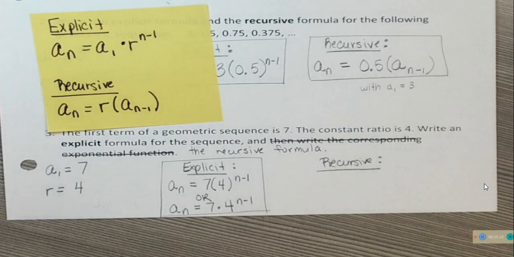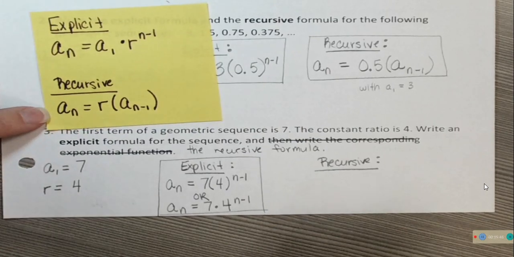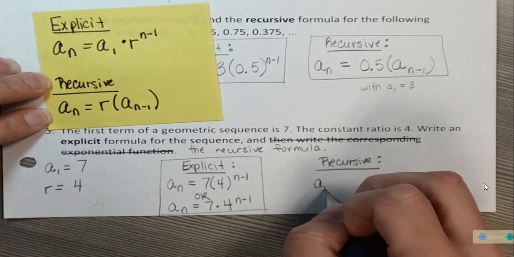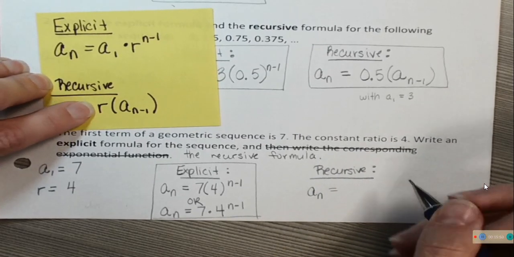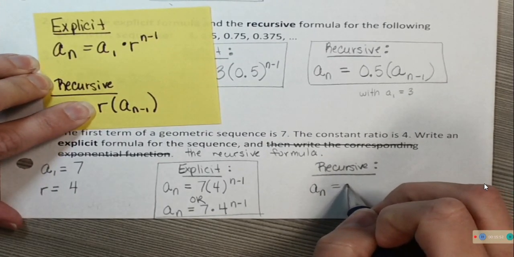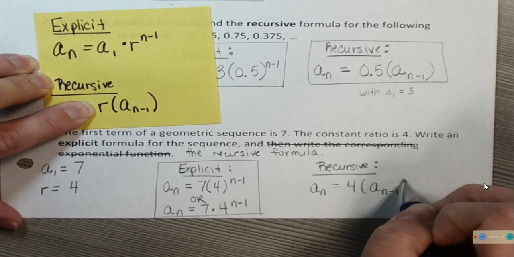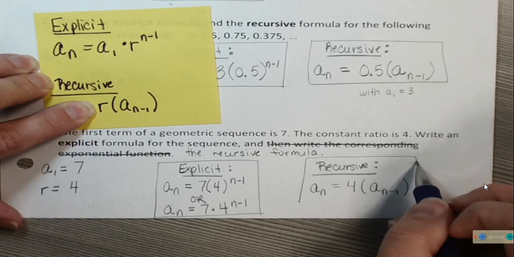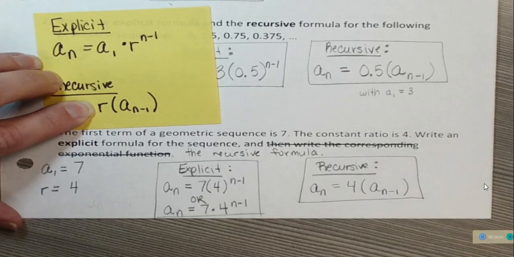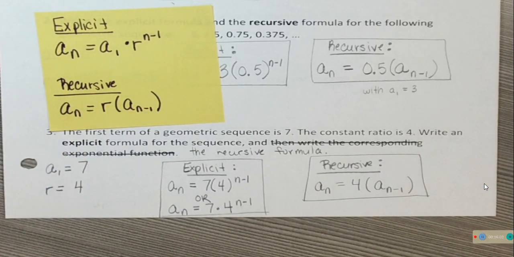So you need to make sure when you take any of these tests, you got to stop getting in a hurry. You want to take your time. Recursively, I'm looking at this rule. A sub n equals my r. What am I multiplying by over and over? 4 times a sub n minus 1. Because I multiply by 4 over and over. And then, if you wanted me to use this, you would have to say, with an a1 equal to 7.